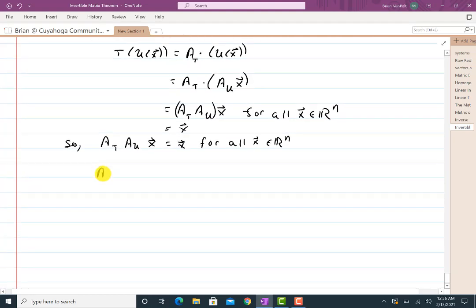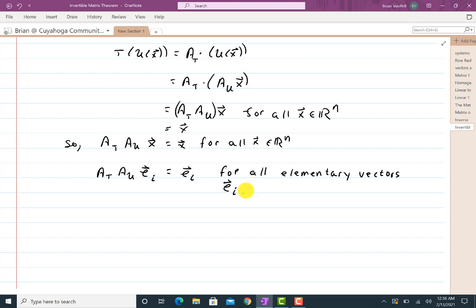Well, then we have A_T A_U times e_i equals e_i for all elementary vectors. Do I want to call them that? Let's call them elementary vectors, e_i. Remember, e1 has a 1 in the first slot and zeros everywhere else. e2 has a 1 in the second spot with zeros everywhere else. You remember what these things are.